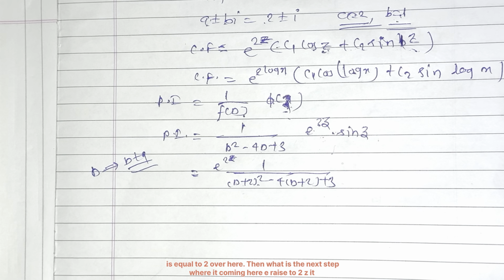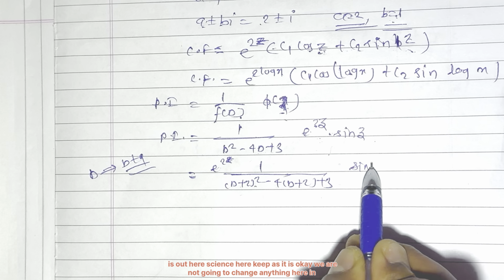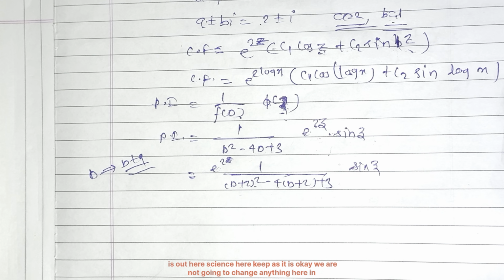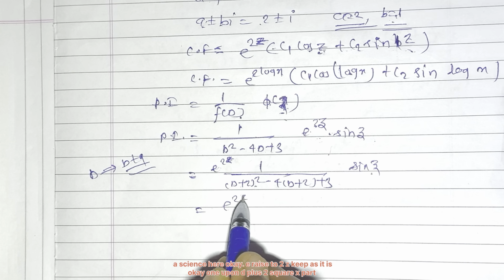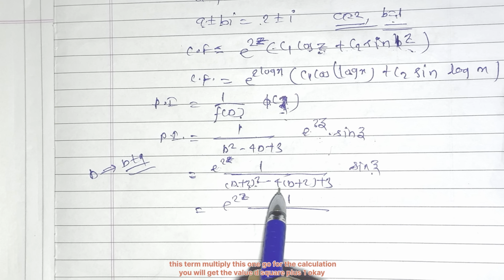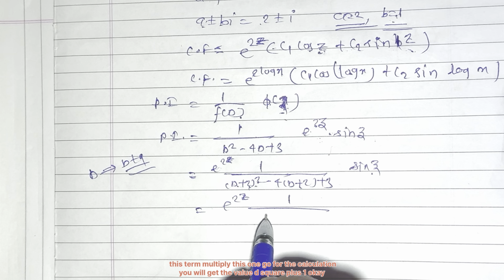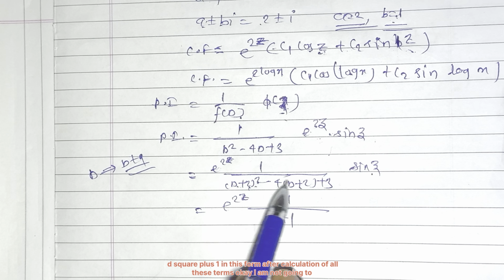Then what is the next step? Coming here, e raised to 2z stays out here, and sin z we keep as it is. We are not going to change anything in sin z or e raised to 2z. For 1 upon D plus 2 squared, expand this term, multiply it out and go for the calculation. You will get the value D squared plus 1 in this form after calculation of all these terms.